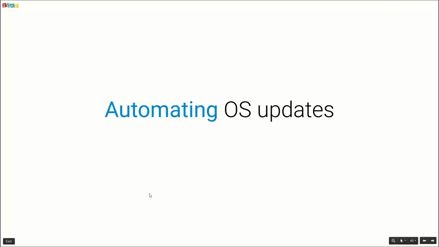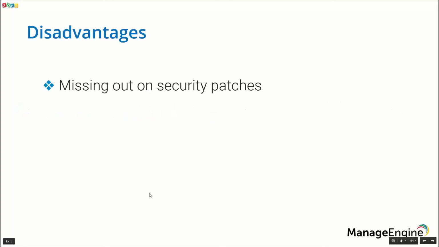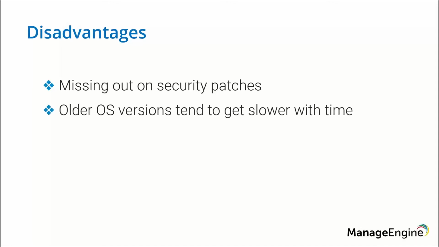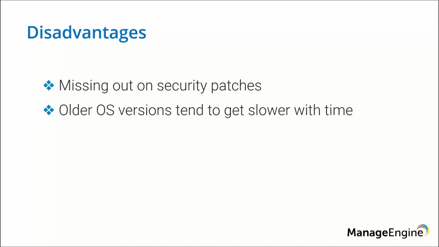And then automating the OS update: the necessity of updating the OS and why you need to choose it. First, let me show you the disadvantages here. When the OS is not updated on the device and it is running on a lesser version, as you even know, the older versions tend to get slower with time. And even sometimes, if you're using an in-house application, the developer might have developed an application related to a certain OS version that will get mismatched if the devices are running behind.